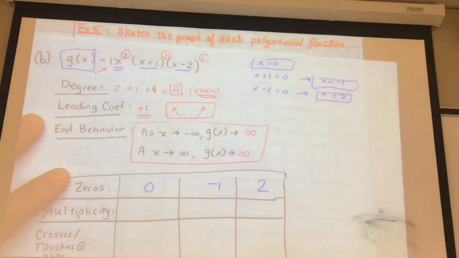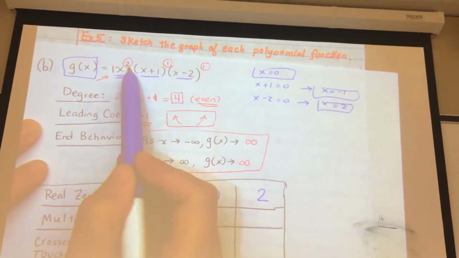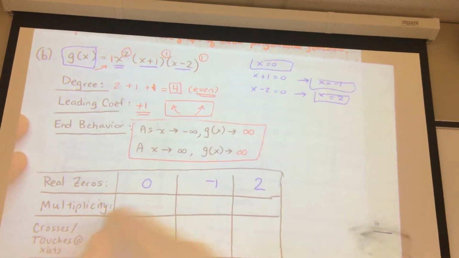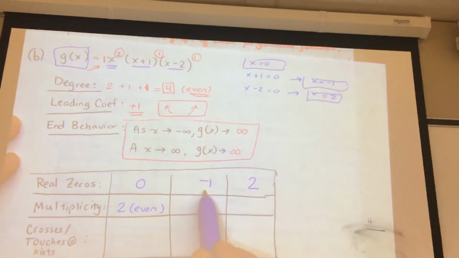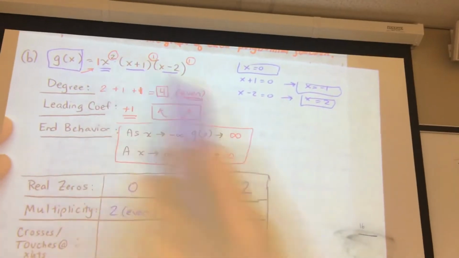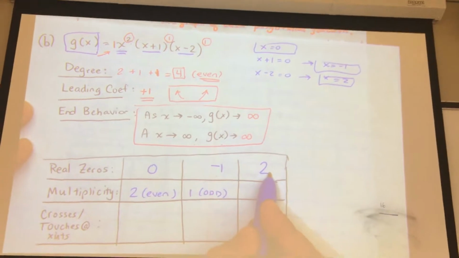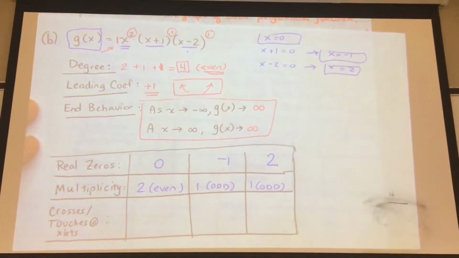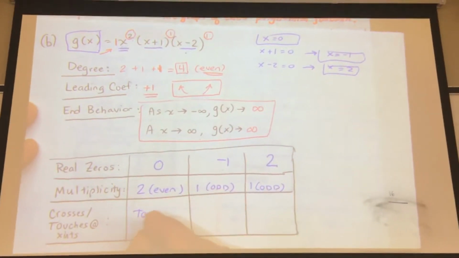Okay. All right, even if this was x to the 5th power, 6th power, that would still produce 0, wouldn't it? Okay. All right, so now multiplicities. The multiplicity of this guy is 2, which is even. The multiplicity of this guy is 1, which is odd. And the multiplicity of 2 came from this factor, which is 1, which is still odd. Even multiplicities, I touch or bounce. Odd multiplicities, I cut or cross.